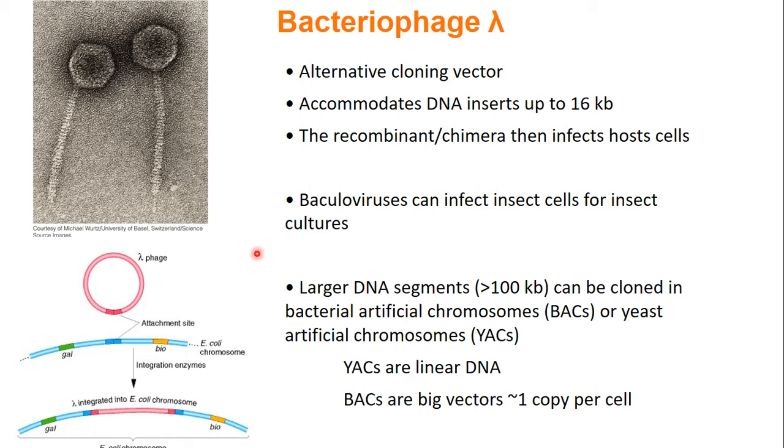But let's say that our DNA insert is really big. So let's say our DNA insert is over 100 kilobases. Then we can actually put them into what are known as BACs or YACs, so bacterial artificial chromosomes, or yeast artificial chromosomes. Since yeast are eukaryotes, they have linear DNA, while the bacterial artificial chromosomes are just more or less giant vectors, only 1 copy per cell, but they do allow us to get larger DNA inserts for molecular cloning.